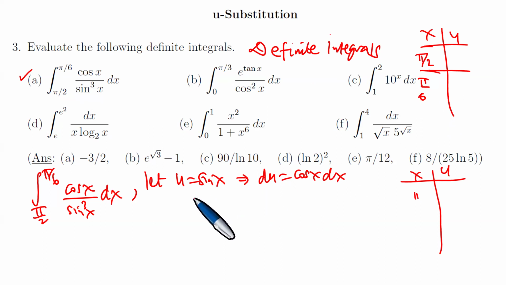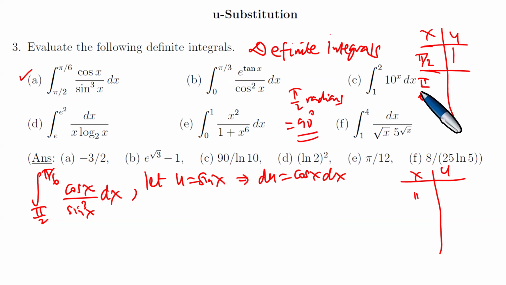Now you use this substitution, u equals sine x, and then you substitute the limits. What is the sine of pi over 2? Pi over 2 radians is the same as 180 degrees divided by 2, which is 90 degrees. What is the sine of 90? It is 1. Pi over 6 is the same as 180 degrees divided by 6, giving us 30 degrees. The sine of 30 is 1/2.